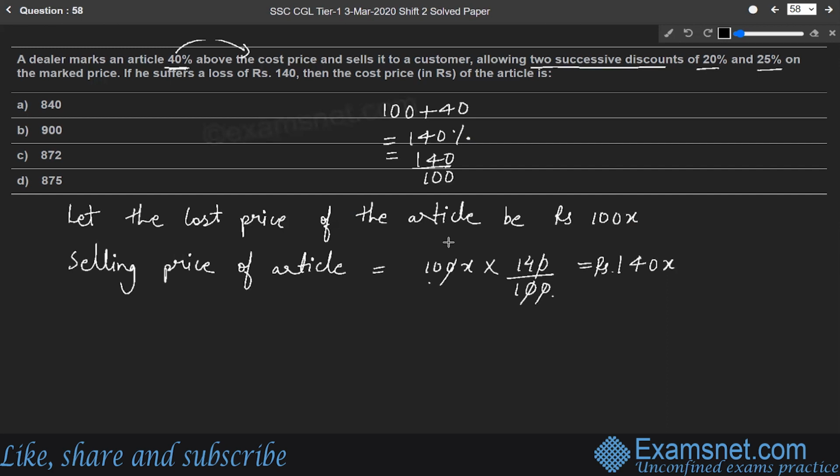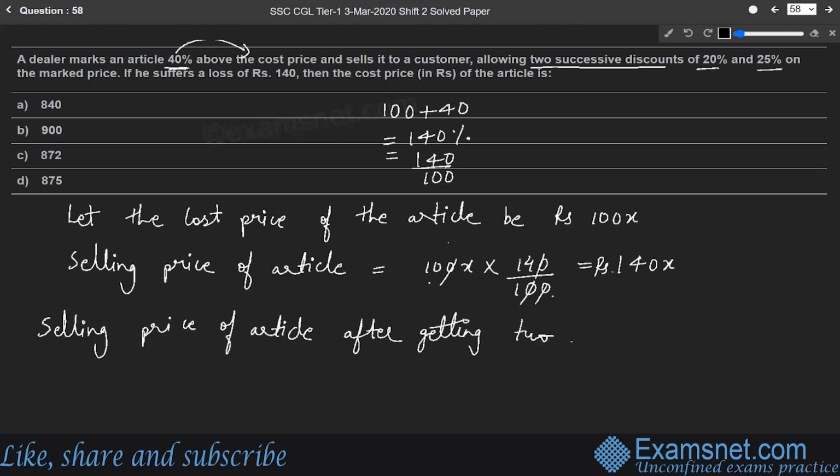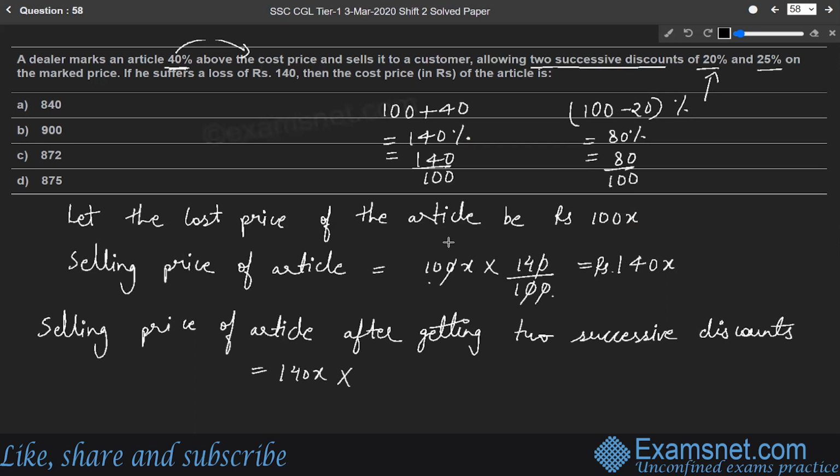So first, let us write the selling price of the article after getting two successive discounts. Firstly the selling price was 140x, but after that there was a discount of 20%. As I told you, the total of anything is taken as 100. A discount of 20% means a decrease, so 100 minus 20 is 80%. To remove the percentage, it will be 80 by 100. So multiplied by 80 by 100.